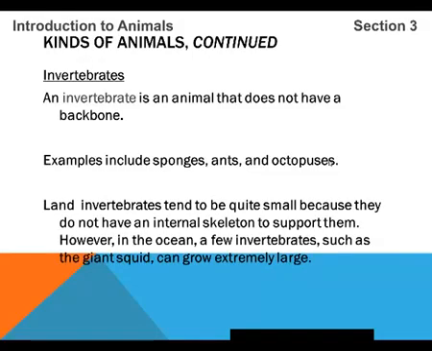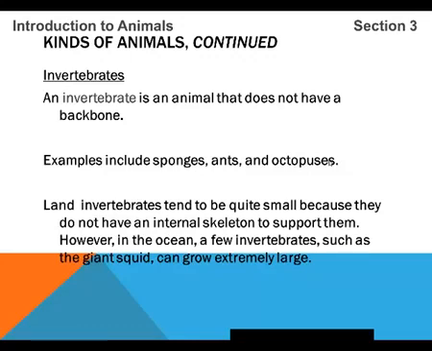The invertebrates. An invertebrate is an animal that does not have a backbone. Some examples include sponges, ants, and octopus. Or the spider that you tend to see crawling around your house.